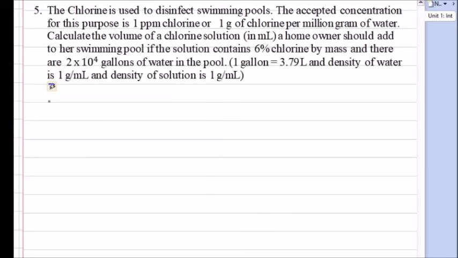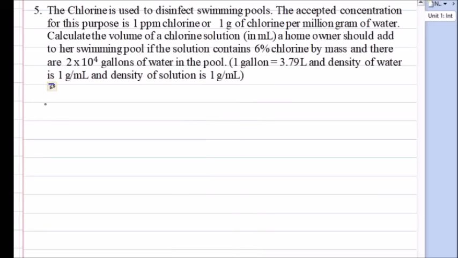Okay, now calculate the volume of the chlorine solution in milliliter a homeowner should add to her swimming pool if the solution contains 6% of chlorine by mass and there are 2 times 10 raised to 4 gallons of water in the pool. Now, 1 gallon is 3.79 liters, so binanggit. Density of water is 1 gram per ml and the density of the solution is 1 gram per ml.